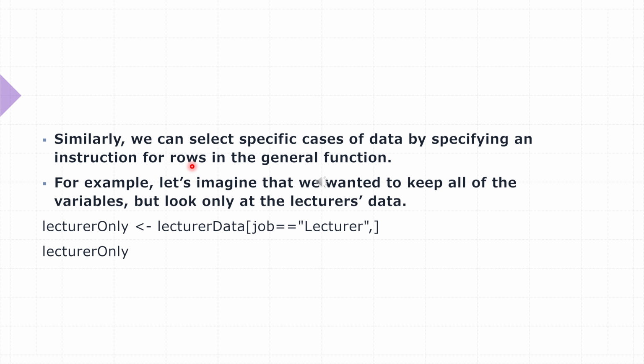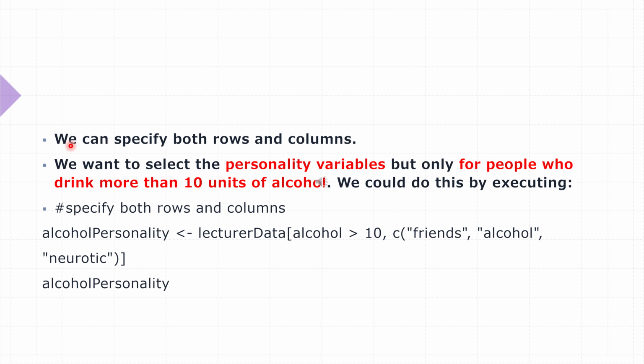Suppose we want only lecturers: lecturerOnly <- lecturerData[job == "Lecturer", ]. Selecting rows and columns together, let's grab the personality variables, but only for people who drink more than 10 units: alcoholPersonality <- lecturerData[alcohol > 10, c("friends", "alcohol", "neurotic")].